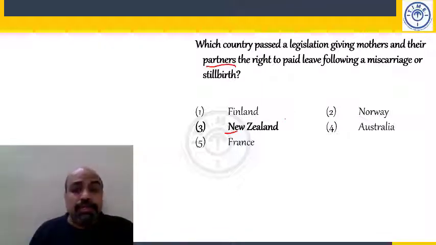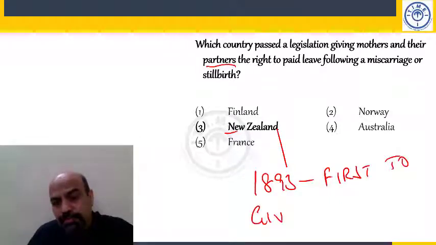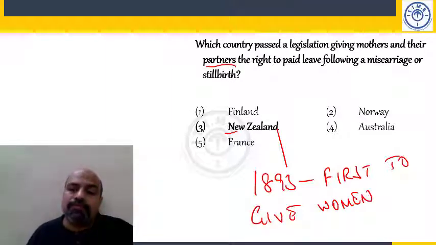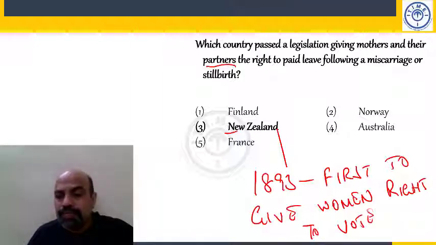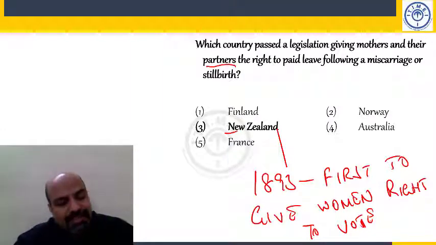So New Zealand, and you know what, I'll just end this class with one more fact. In 1893, New Zealand was the first to give women the right to vote. Yeah. It was then a British colony. In those days, it was a British colony.